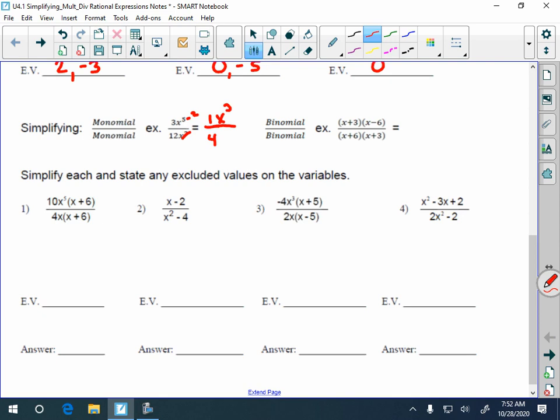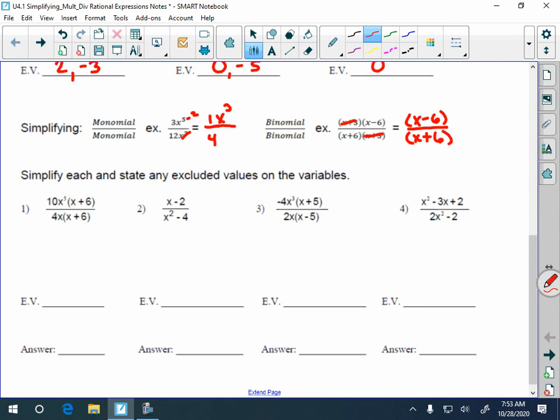Okay, let's see, when we have binomials, a binomial can cancel with like binomials that have to be exactly the same. So in this example, an x plus 3 and an x plus 3 can cancel out because they're exactly the same. But the x minus 6 on top and the x plus 6 are not exactly the same, and so that means you can't cross them out. You're not even allowed to cancel part of them out. You have to just leave the whole binomial the way it is. So you can only cancel like binomials with like binomials if they're exactly the same. If any part of it is different, then you can't cancel it out.